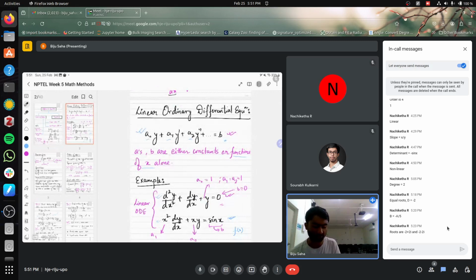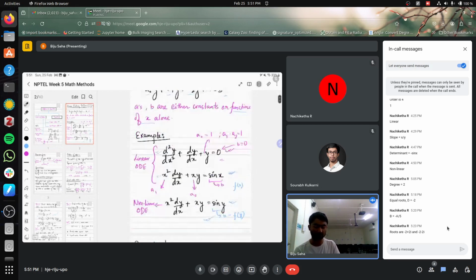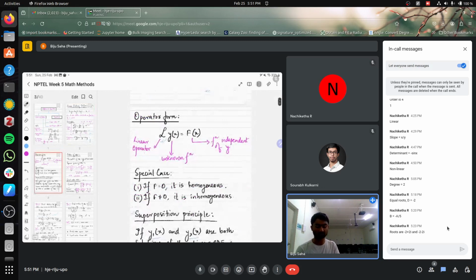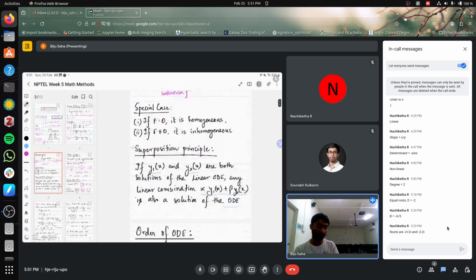So the a's and b's are either constants or functions of x alone. Then some examples of linear and non-linear ordinary differential equations, and also when we can consider the differential equation to be homogeneous or inhomogeneous. An important principle called the superposition principle: if y1 and y2 are both solutions, then the linear combination is also a solution of the differential equation.